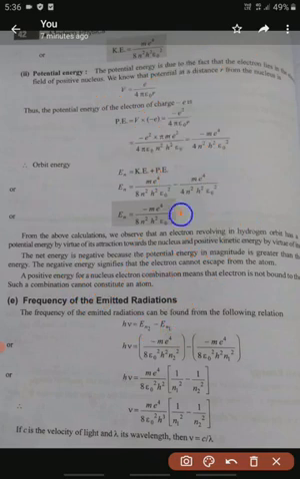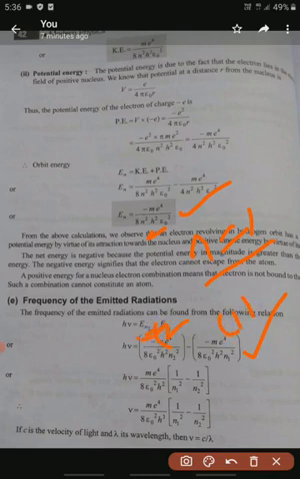We just substitute n equal to 2 to get the En2 value, the second orbital energy, and n equal to 1 for the first orbital energy. Finally, when we take the common terms, m e to the power 4 by 8 epsilon naught square h square, we get 1 by n1 square minus 1 by n2 square. So this is the frequency of the emitted radiation.